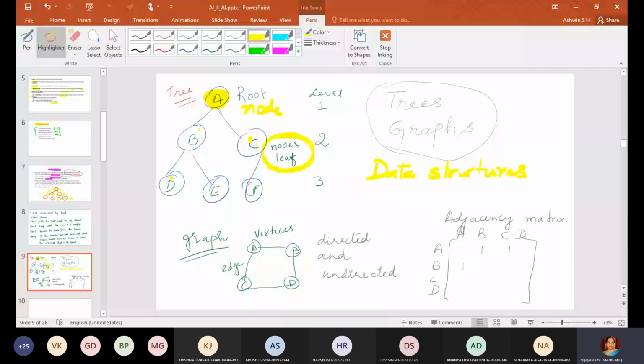Okay, similarly we call B and C the child nodes of A. Okay, and A is the parent node. Then we say B and C are the siblings. Okay, and A is the grandparent. All these terminologies we have, but you don't worry about that.